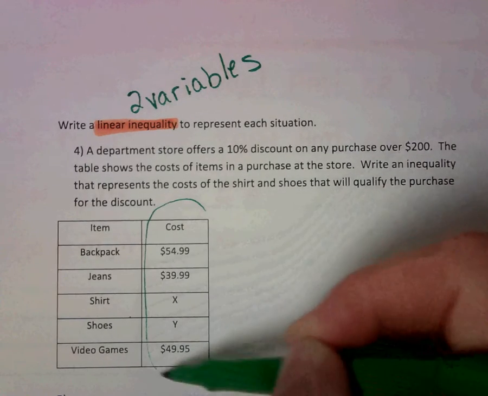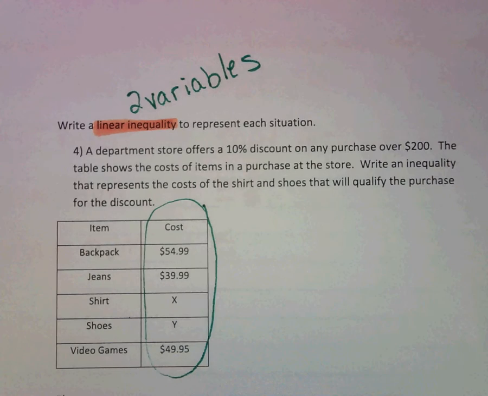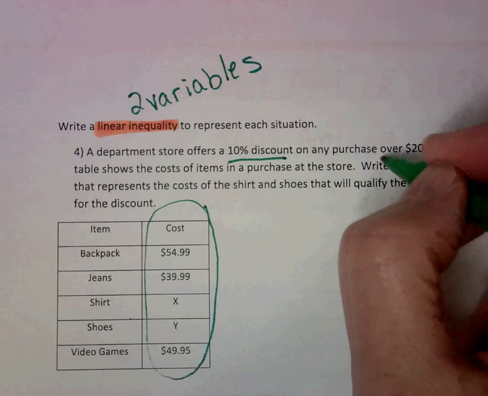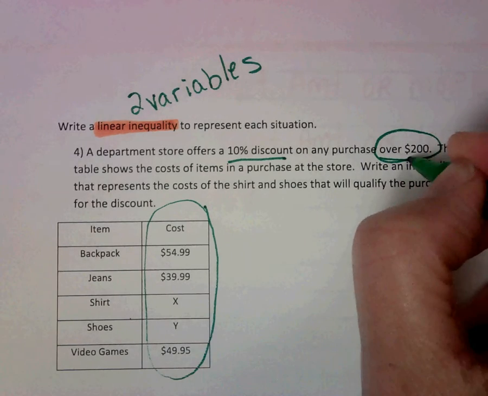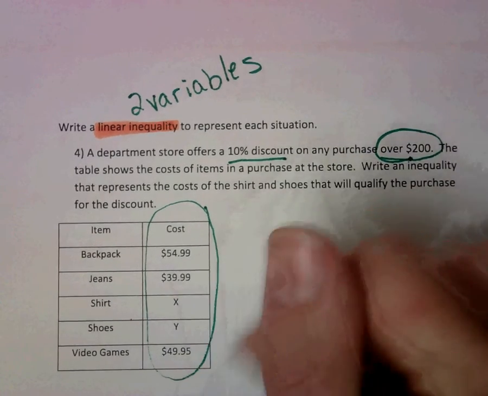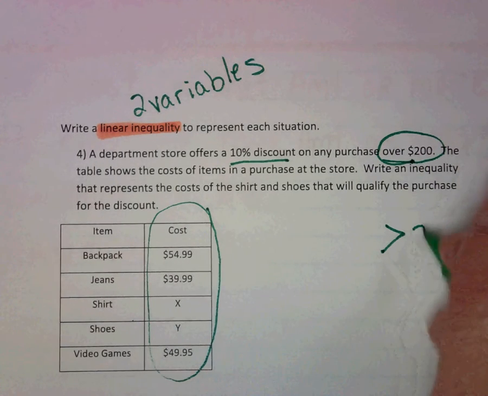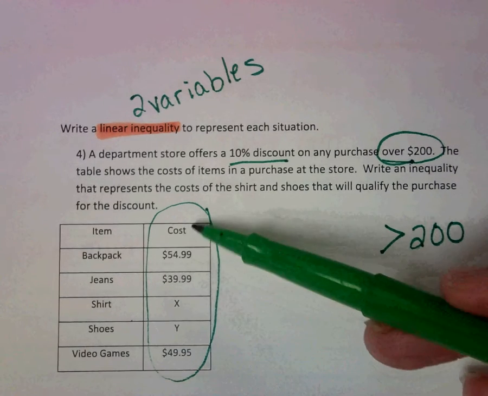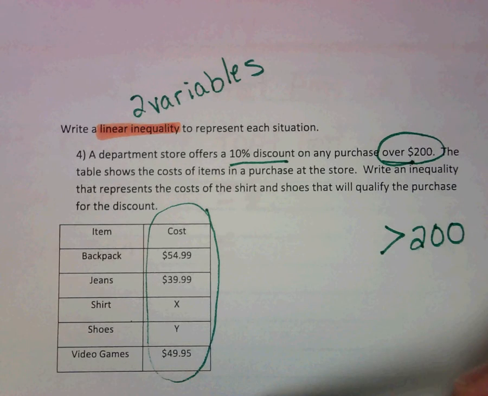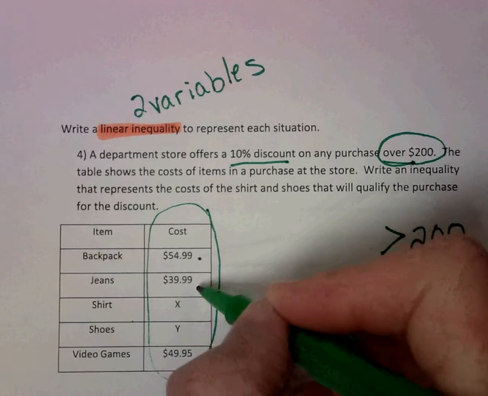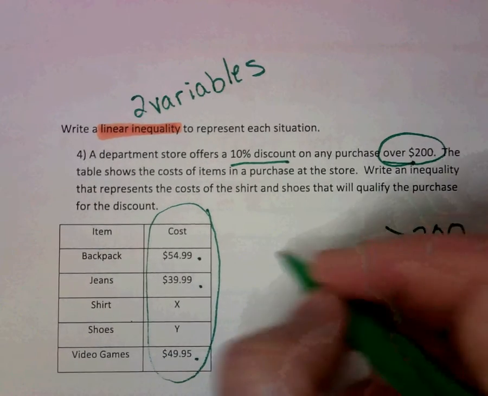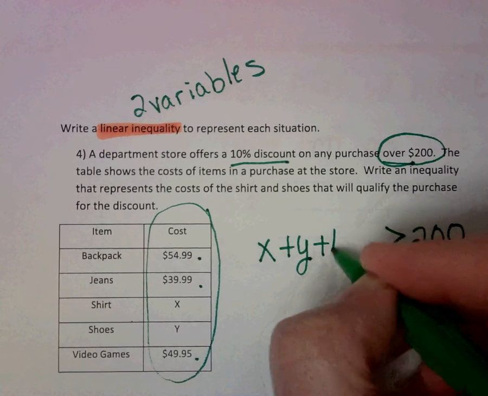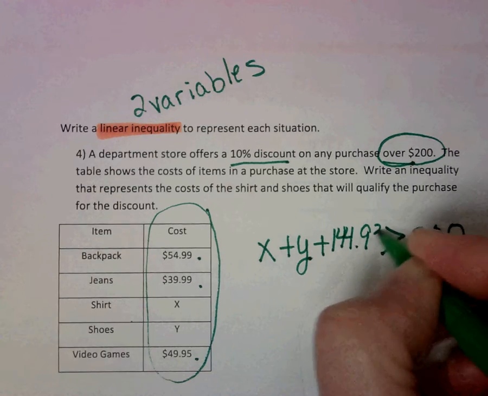This column is showing the cost of all the items that we're going to buy. We know we can get a discount if our purchase is over $200. So we want to know when all of this total cost is greater than $200. Basically, all we have to do is add everything up and write an inequality. So if you'll take a minute and add your numbers up, that would be X plus Y plus 144.93. Check my math, make sure I did it right.